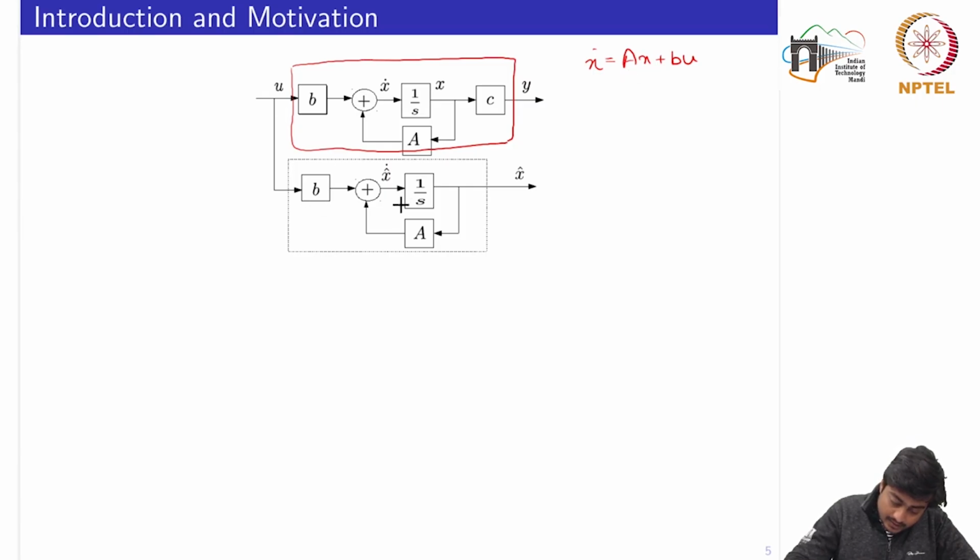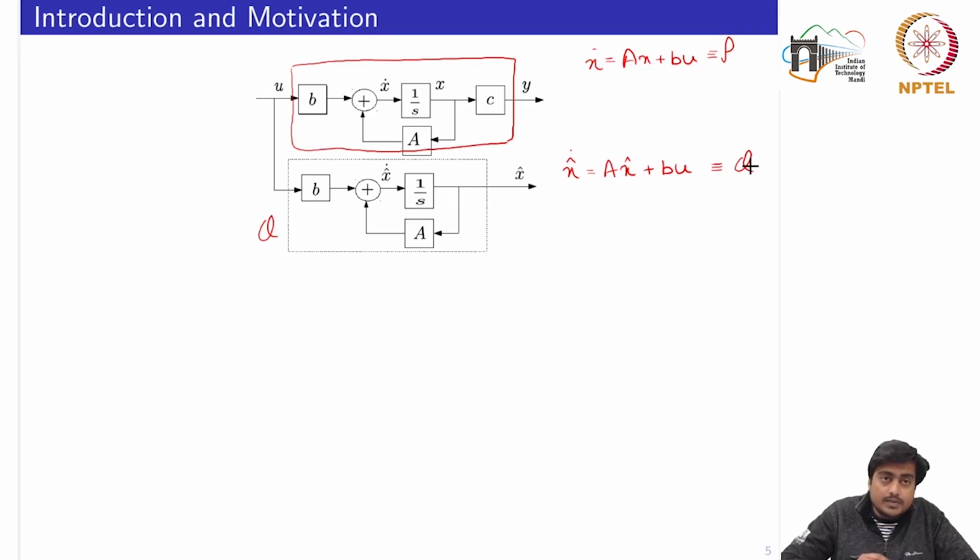So I would design an observer, let's call it O, where I am taking the measurement only of U, and since A and B are known to me, I can construct this. Let's write the state equation for this one. It is x hat dot is equal to A x hat plus Bu. So this is my plant, and this is my observer. Now the problem is I want x to be equal to x hat.